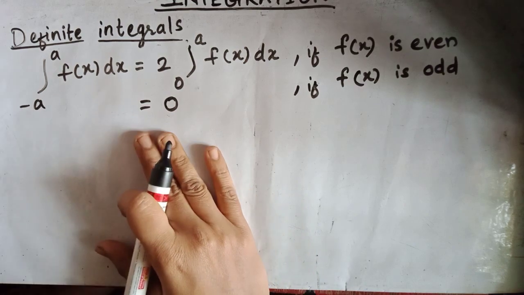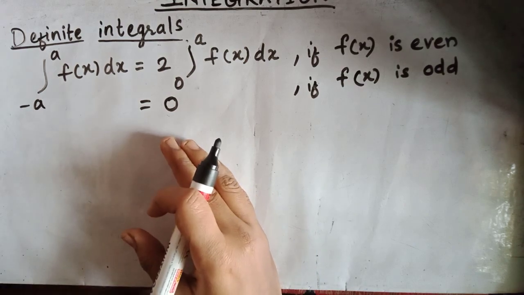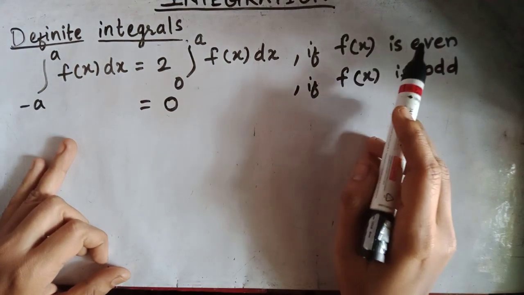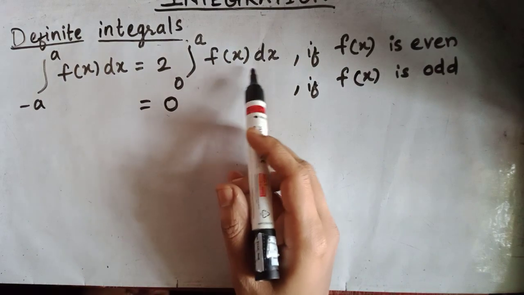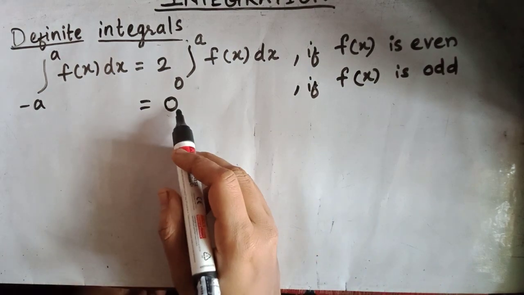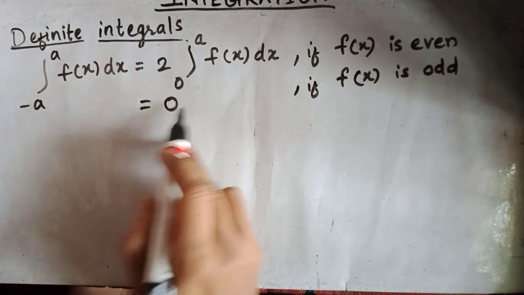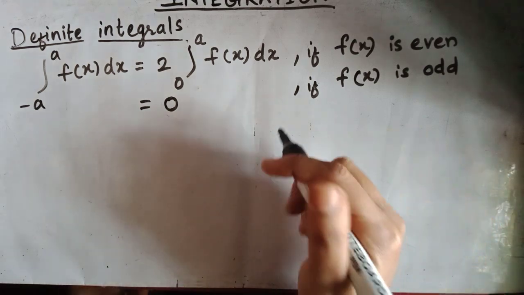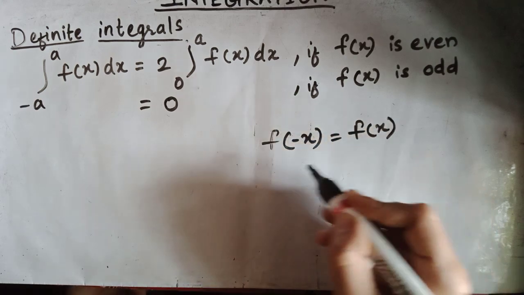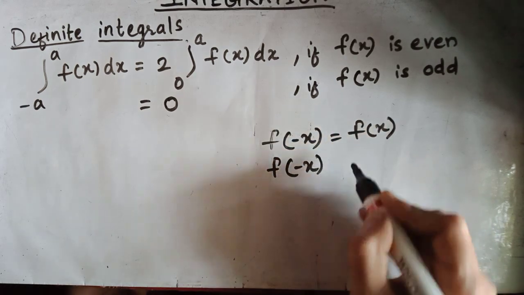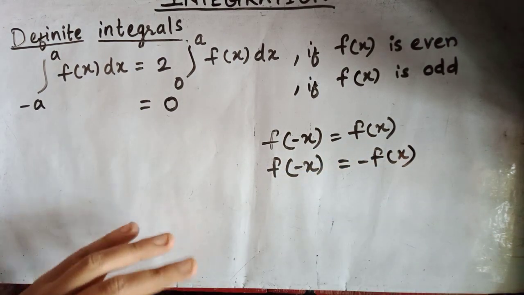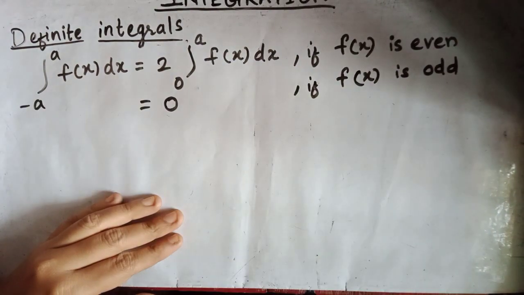Okay, let's prove this integral property. Okay, so here integral from minus a to a f(x) dx is given. If the function is even, you have to write 2 times integral 0 to a f(x) dx. Okay, and if the function is odd, the answer is 0. So when the function is even, f of minus x gives you f of x. Okay, and when f of minus x is equal to minus f of x, that time the function is odd. Okay, so now let's prove this.